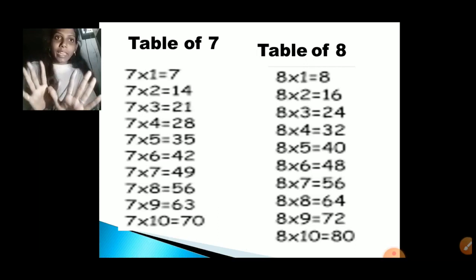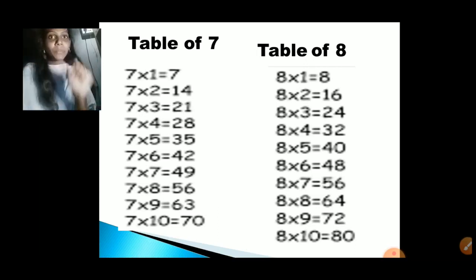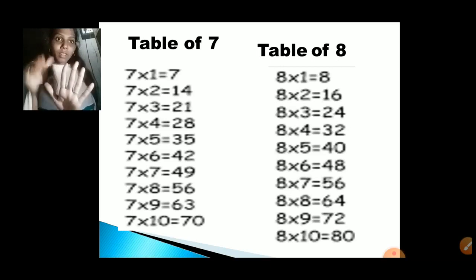Again one more time. 8 ones are 8, 8 twos are 16, 8 threes are 24, 8 fours are 32, 8 fives are 40, 8 sixes are 48, 8 sevens are 56, 8 eights are 64, 8 nines are 72, 8 tens are 80.